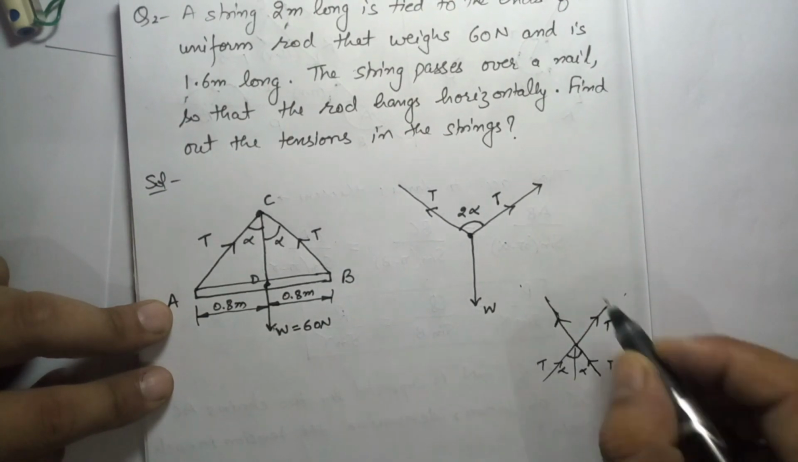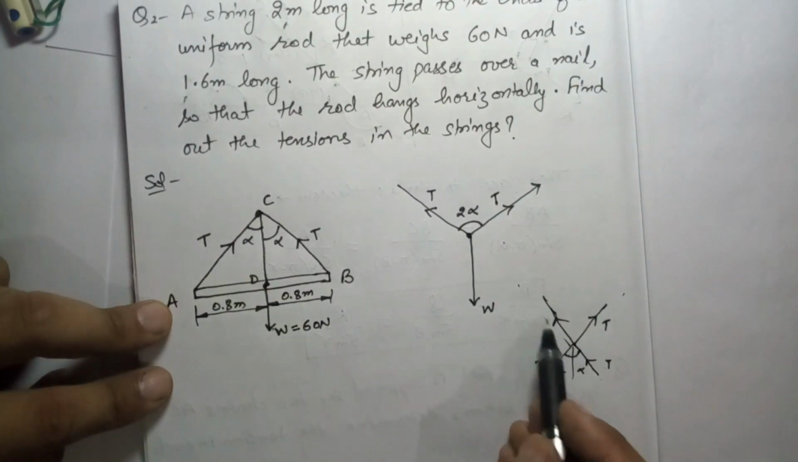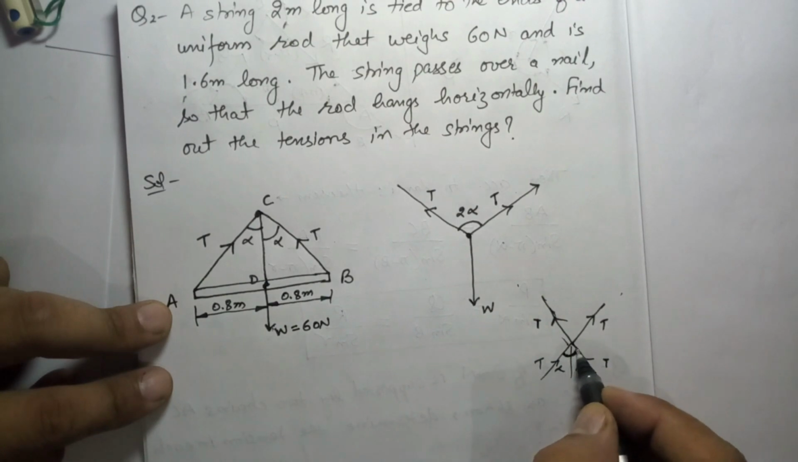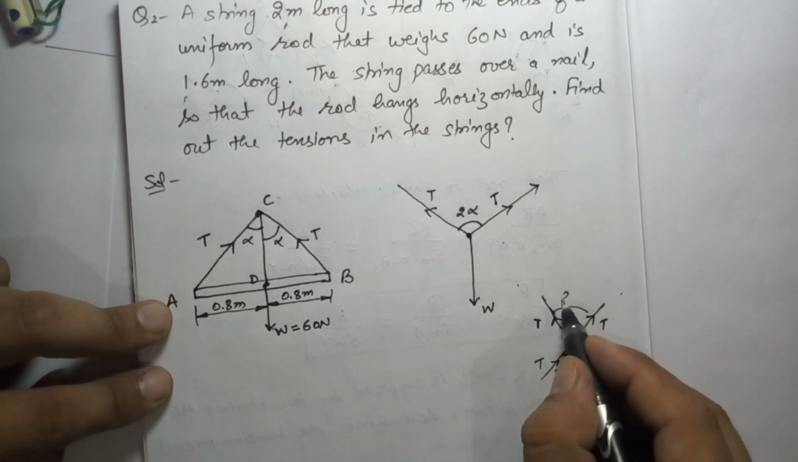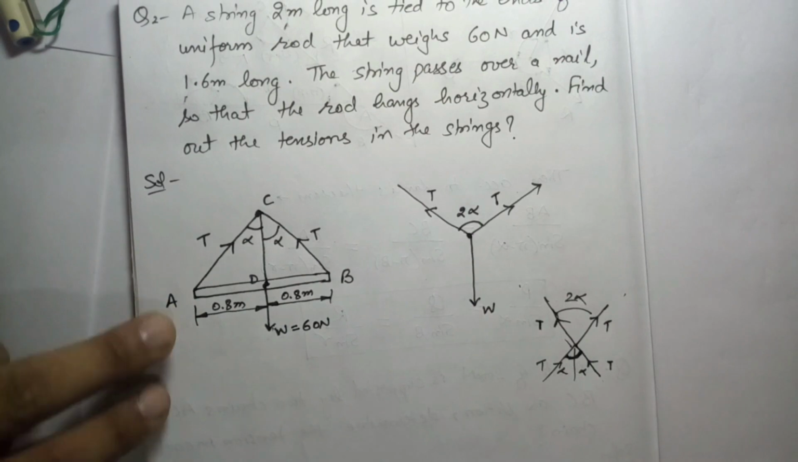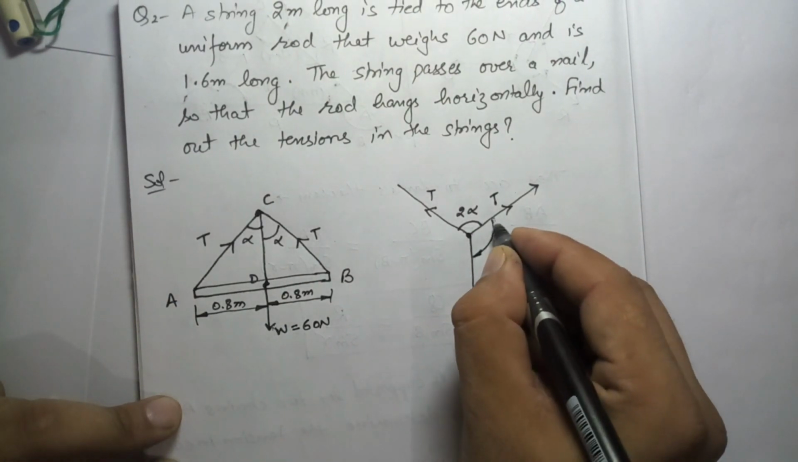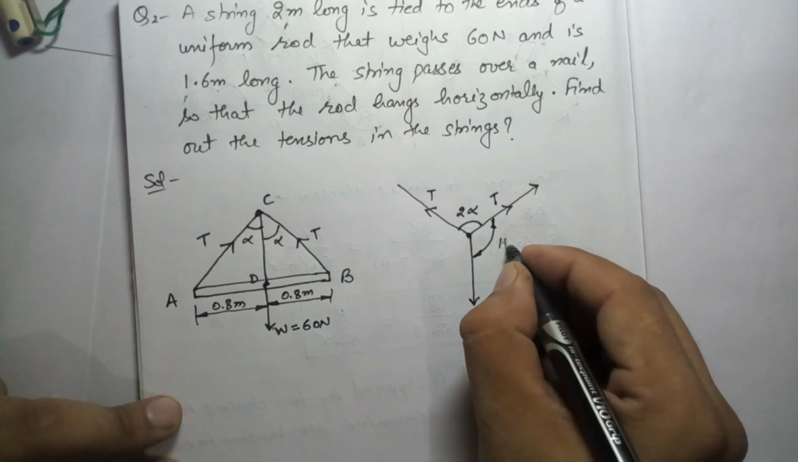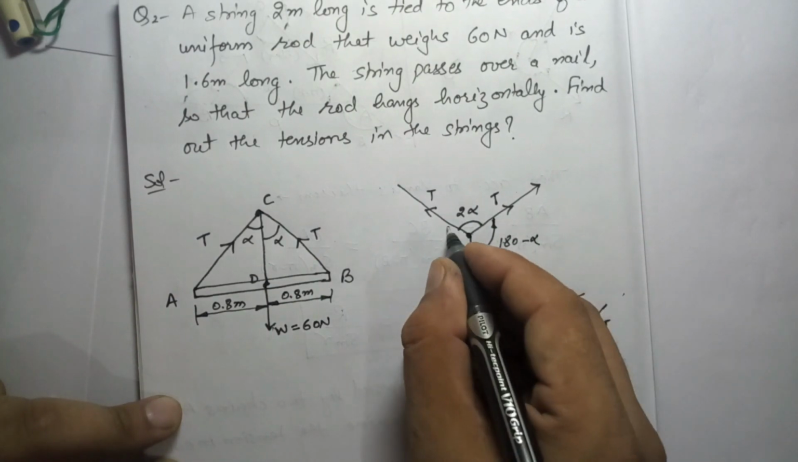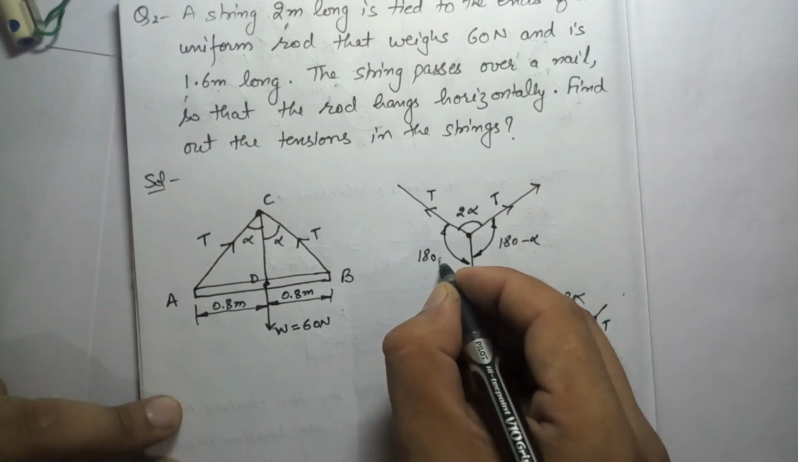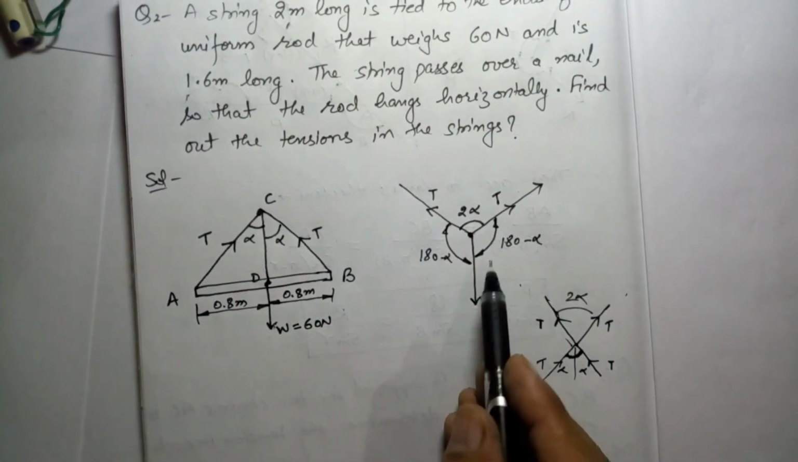So this is what T here on this side, this is another tension T on this side, and if this is alpha plus alpha, that is 2 alpha, so this will also be 2 alpha, right? Now, in the same way, if we calculate this angle, this will be 180 minus alpha, and this will also be 180 minus alpha. How am I calculating this angle?